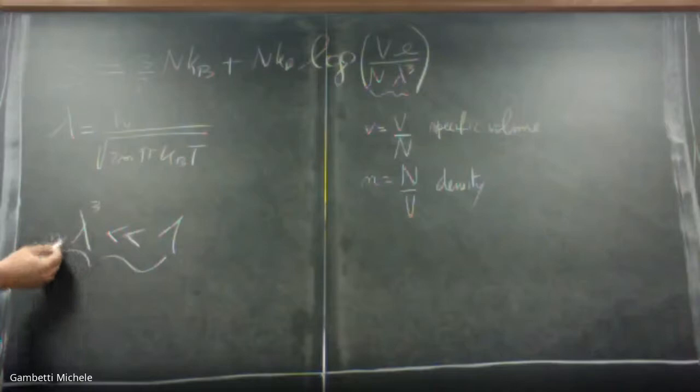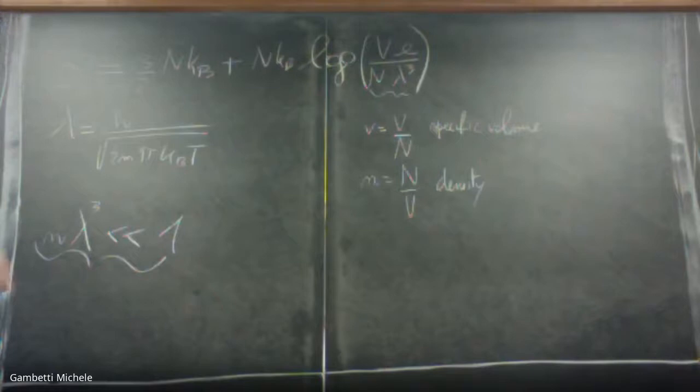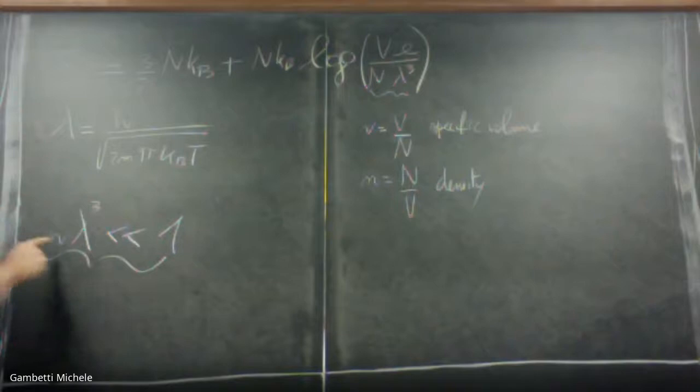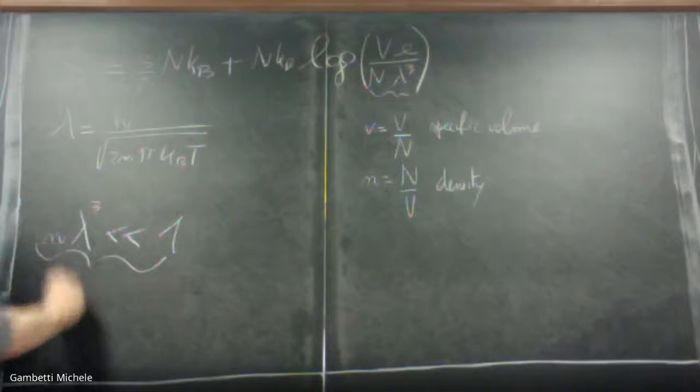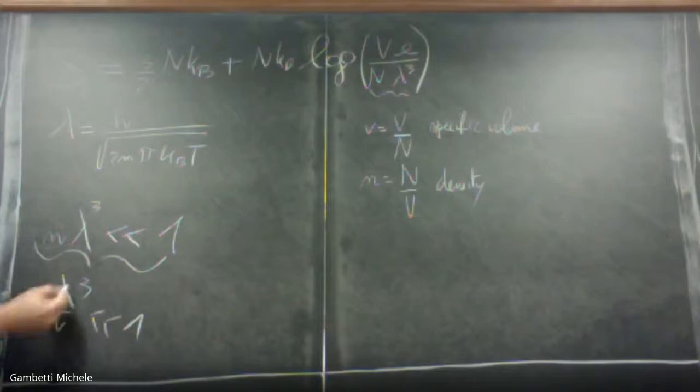Because the volume occupied by the particle, just considering the wavelength, is much smaller than the classical volume per particle, the specific volume per particle, no? This would be λ³ over V, much less than 1. So in this limit, we can basically forget about quantum mechanics, the nature of the wavelength, and so the quantum mechanical nature of our particle.